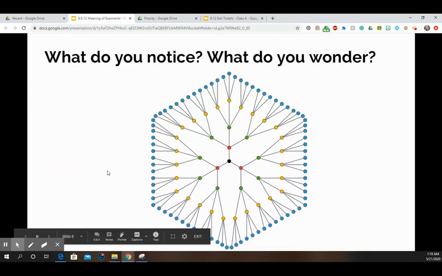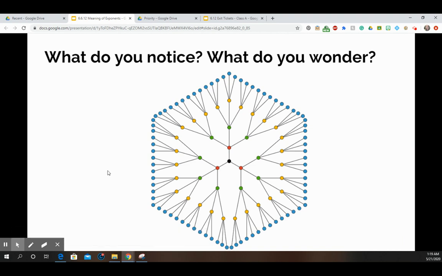I just want you to pause here and think, what do you notice about this picture? Like, what are some patterns that you're noticing? Maybe what are the number of dots in each row? Just what do you notice about this? When you're ready to hear some things that I noticed, press play and we'll go over it.